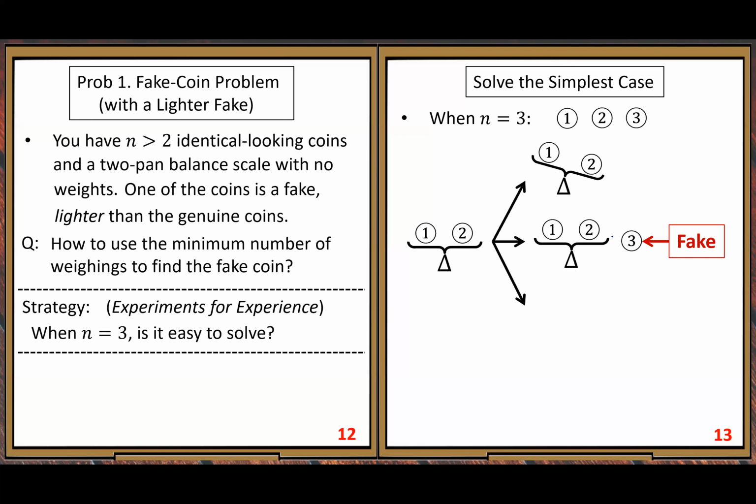Then for the first case, that's the result. Then you can easily see coin 1 is fake, the lighter one. Similarly, in the last case, coin 2 is fake. One weighing each. So we can get all the information for n equals 3.